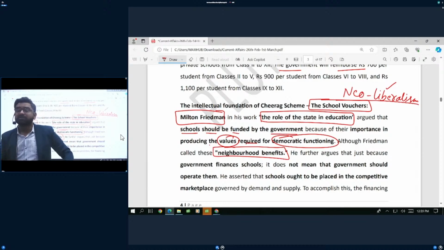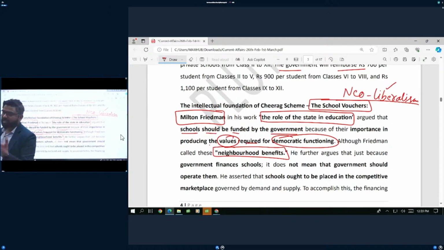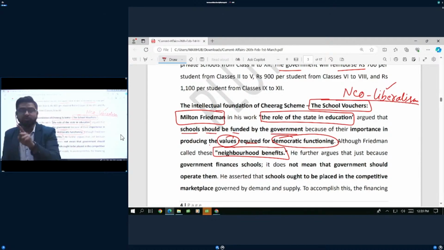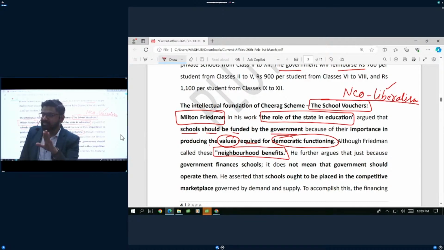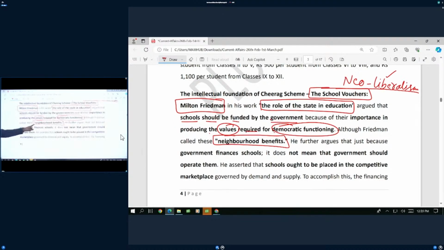You are born into a culture but you adopt an ideology. Religion आपके parents ने आपको दिया, caste आपको society ने दे दिया, gender मिल गया, सब कुछ मिल गया. Ideology एक ऐसी चीज है जो आप खुद चुनते हैं. Except ideology, everything is given by society to you, ranging from your race, religion, caste, gender. सिर्फ ideology is something you rationally choose. कहाँ से? Schools and universities. That is what he said: schools, if funded by the government, can promote democratic functioning, they can promote democracy. That is what he called neighborhood benefit.